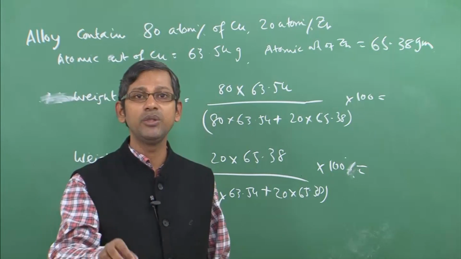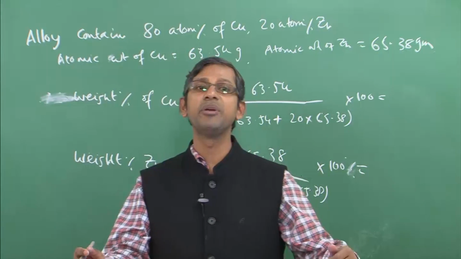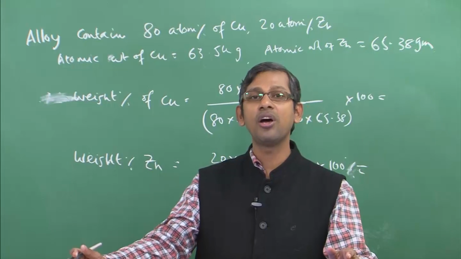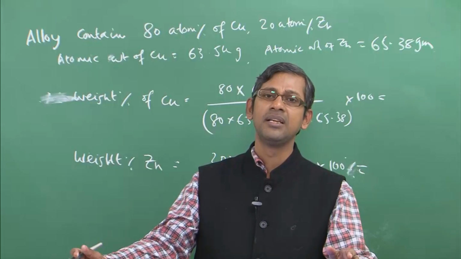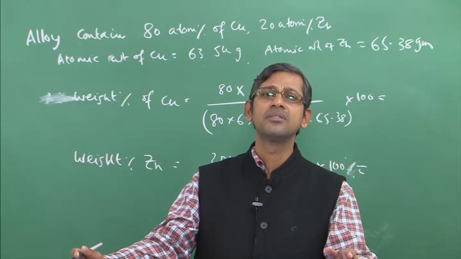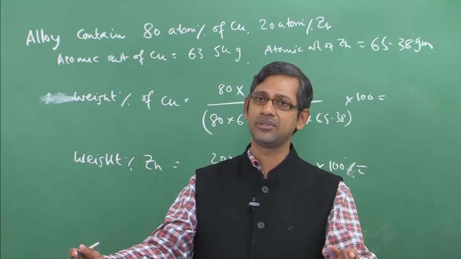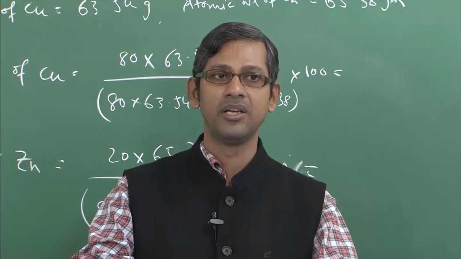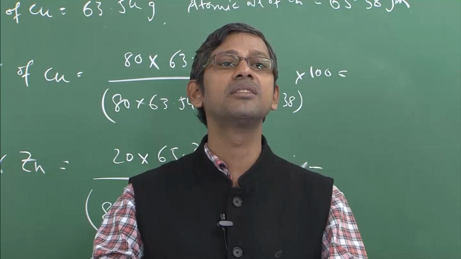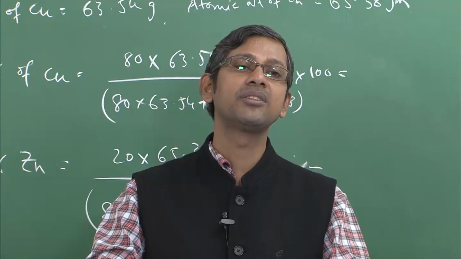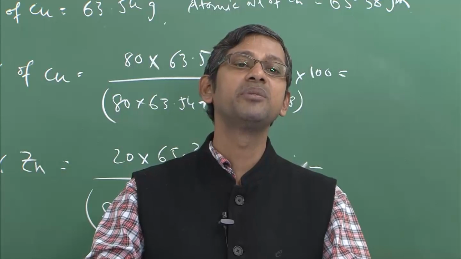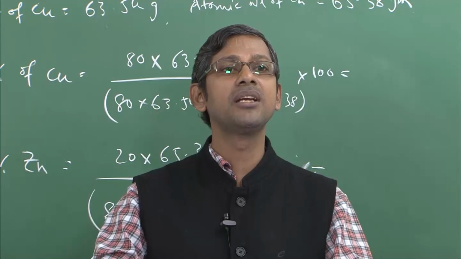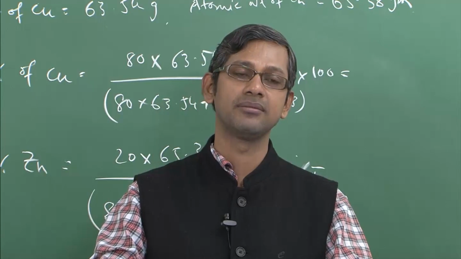Okay. So, you have understood that composition can be represented in three ways: atom percentage, weight percentage, or mole fraction. Phase diagrams can be of different types. Like in the iron carbon phase diagram, carbon is represented in terms of weight percentage. But in the copper zinc phase diagram, you will see the composition is represented in terms of atom percentage. And there are phase diagrams where the composition is represented as a mole fraction.